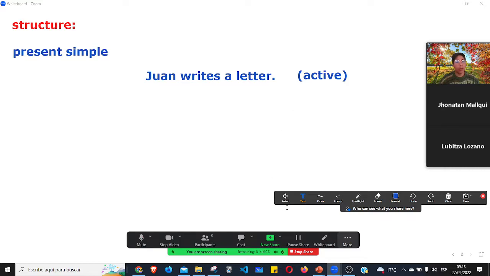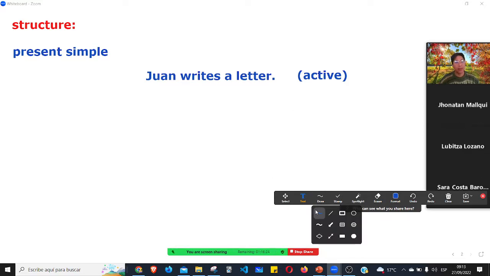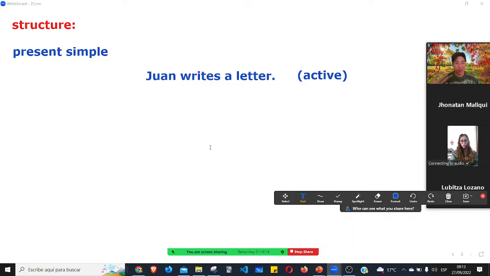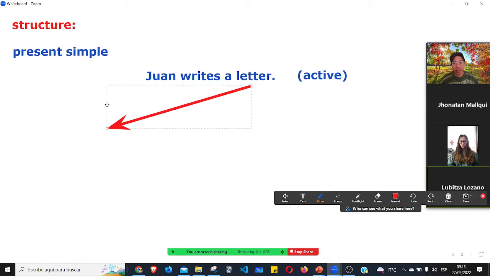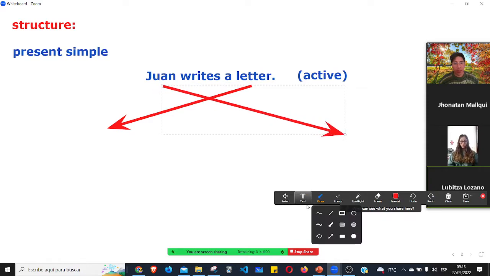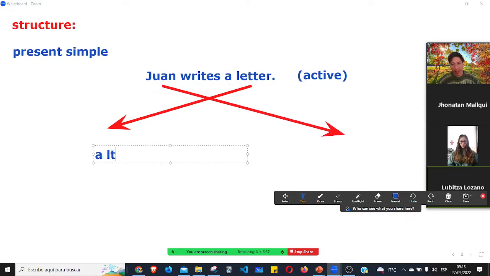Okay. So Juan writes a letter. Of course, you have to use the rules, because you're making this sentence. So what you have to do here is change the order, because remember that the passive voice focuses on the object. You move this here and then you move this here. So you get a letter, and then you add the word by. It's optional, but you can do it: by Juan.